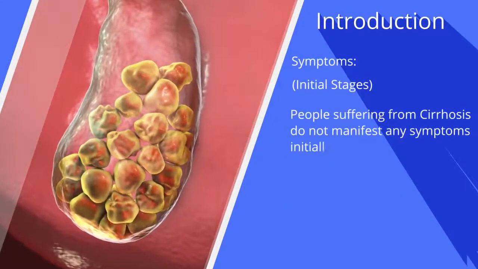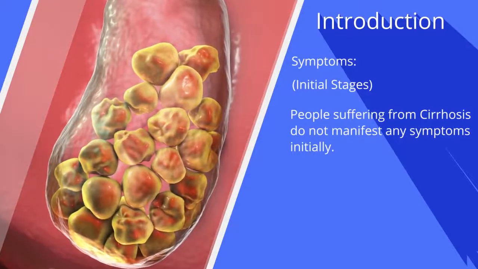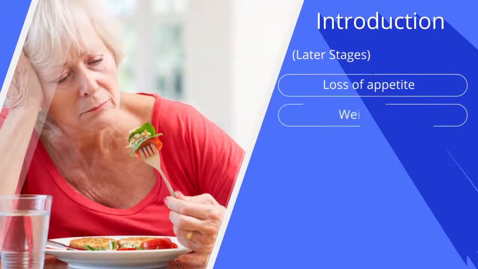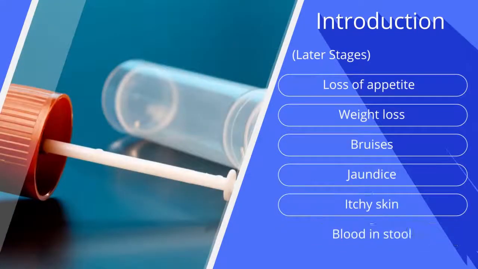People suffering from cirrhosis do not manifest any symptoms initially, but as the disease progresses, loss of appetite, weight loss, bruises, jaundice, itchy skin, and blood in stool might occur.